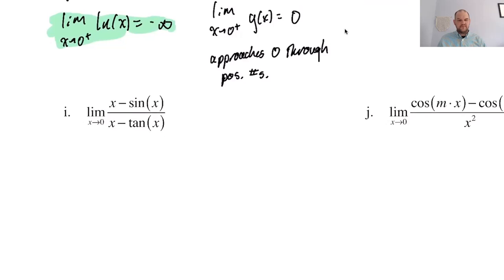Let's take a look at this one. All right, so I always kind of informally in my head, really quickly, just evaluate the limit. So I'm definitely thinking this is 0 over 0. So I need to write my work.